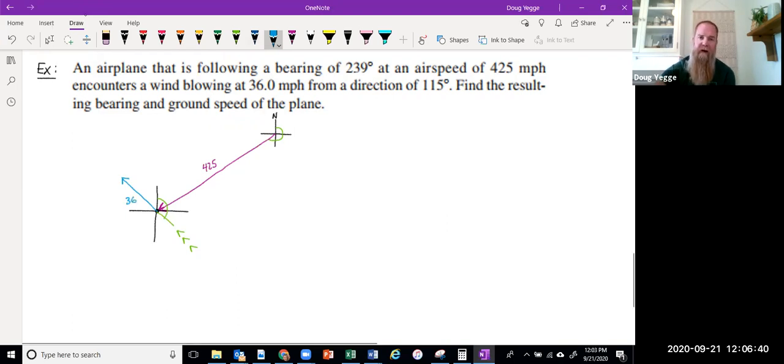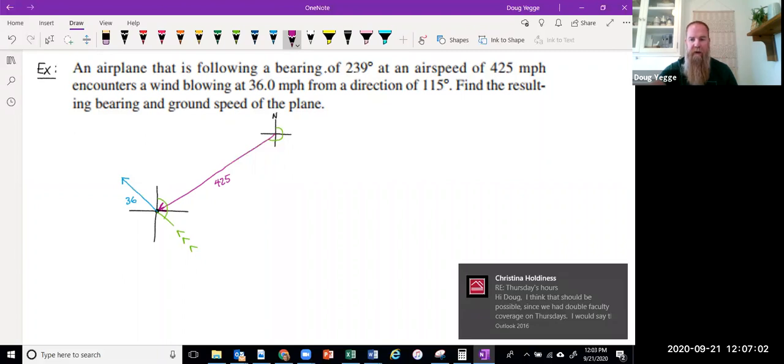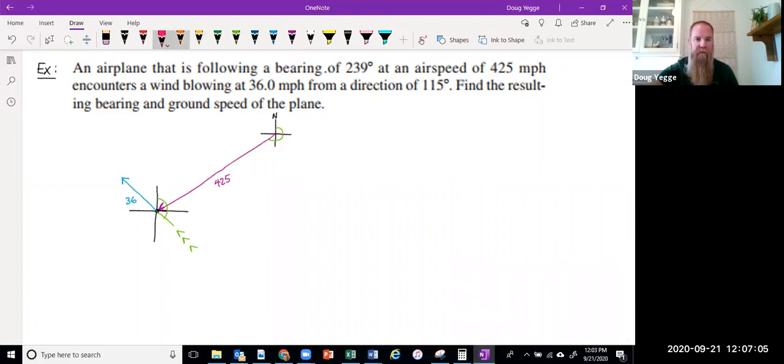Now this obviously is not drawn to scale because 425 miles per hour is much more than 36 miles per hour. So that blue vector would typically be much smaller, but I want to be able to get a relatively decent picture here, okay? And so now the last thing it says is find the resulting bearing and ground speed of the plane. So let's see if we could recognize what that means. That means that we need to find out what is the resulting ground speed and bearing of the plane.